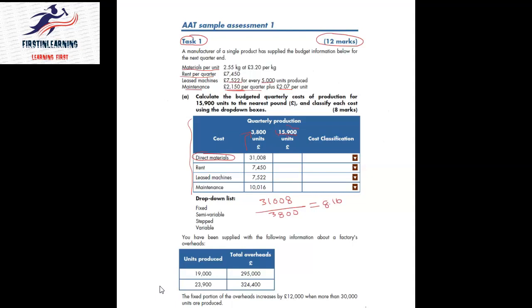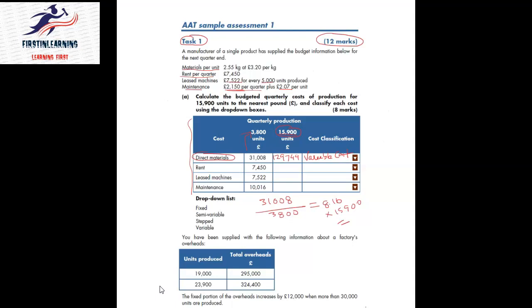And the question is asking how much is the cost for 15,900 unit. So if we multiply by 15,900, that will give us the total cost for 15,900. So that will be 129,744. And this one we classify as a variable cost, because this one will vary per activity. So when the unit is more, the cost is more. When the unit is less, the cost will be less.